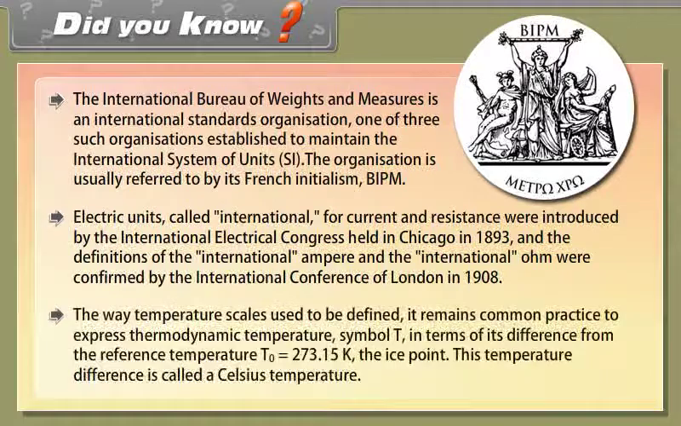The way temperature scales used to be defined, it remains common practice to express thermodynamic temperature, called T, in terms of its difference from the reference temperature T0 equal to 273.15 Kelvin, the ice point. This temperature difference is called a Celsius temperature.